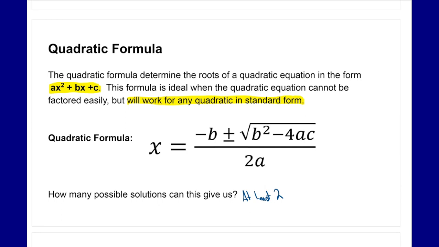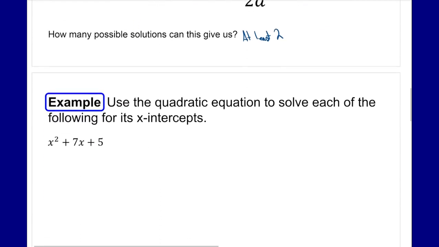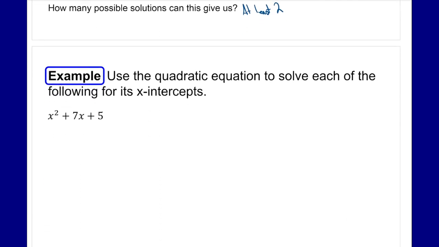So let's use the quadratic formula to solve each of the following for its x-intercepts. This does look like a simple trinomial. We have our a, our b, and our c value. B we can clearly see is 7, c we can clearly see is 5. What's our a value? If we don't see a number in front, when we're multiplying, we can assume it's 1.